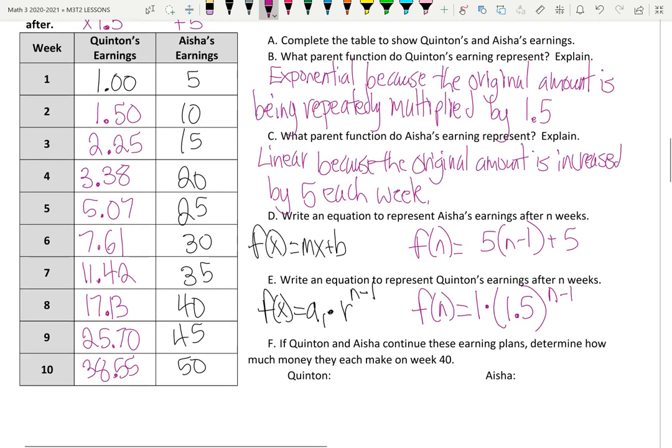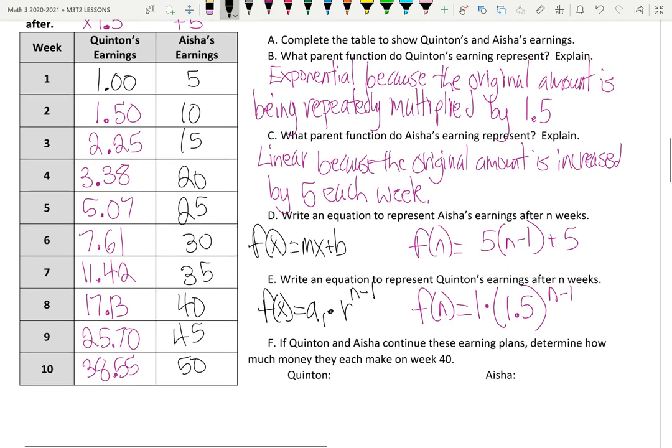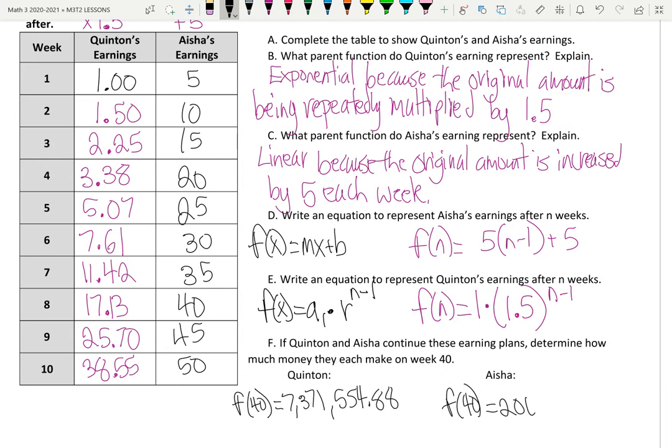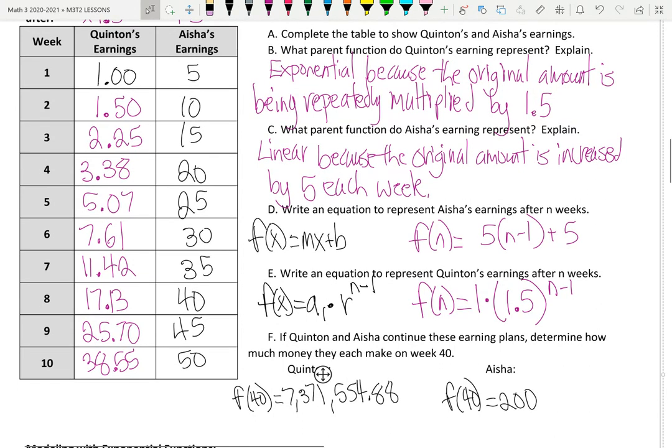If you were to continue it, f of 40 for Quentin would equal 7,371,554 and 88 cents compared to 200. Notice how, again, that's a big difference in money. So the idea is that at first, Aisha was making more money. She probably saved more money. But eventually, with this salary structure, Quentin is on track to earn more money.